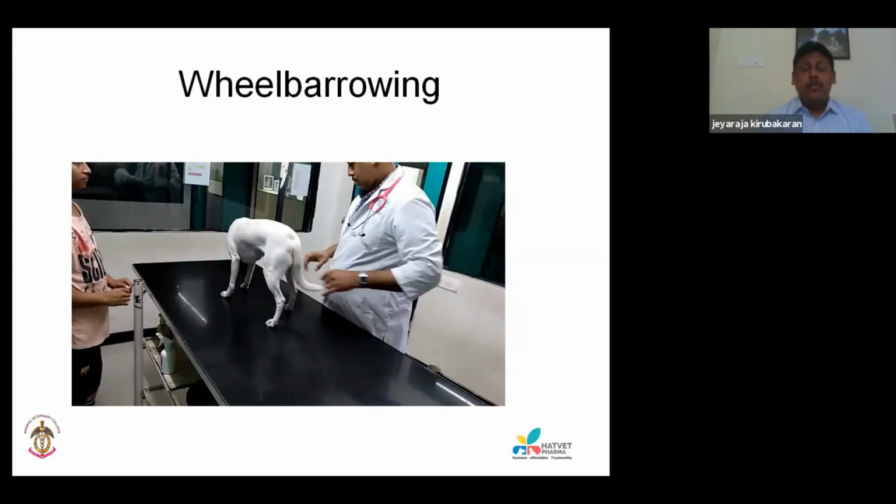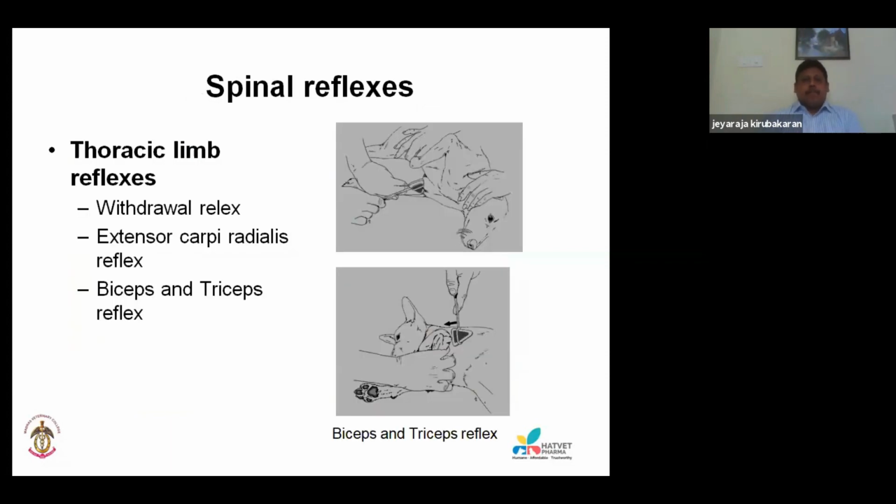So why do you do these tests? These tests will tell you whether there are any subtle neurological deficits, and they won't localize. They will tell you there are deficits. If you want to localize, then you continue with spinal reflexes. There come the spinal reflexes for the thoracic limbs. It can be a withdrawal reflex or an extensor carpi radialis reflex or a biceps and triceps.